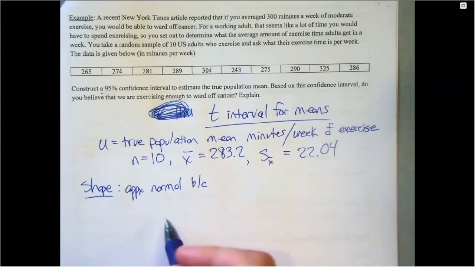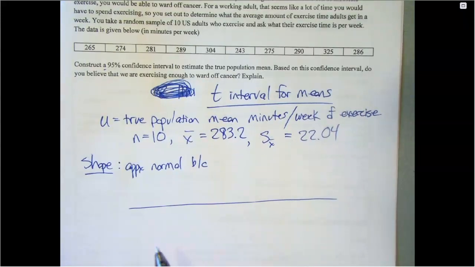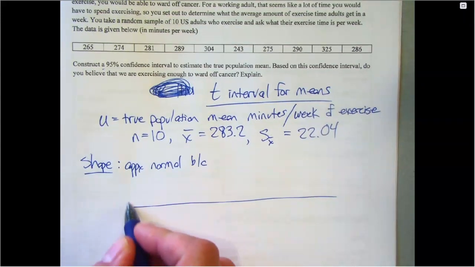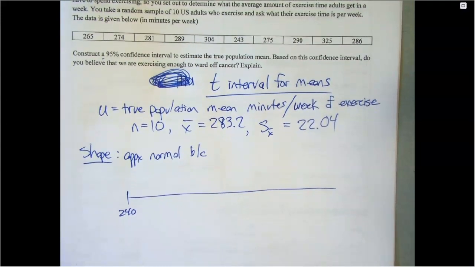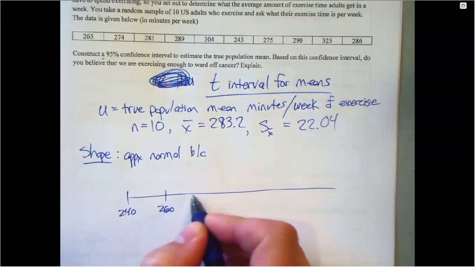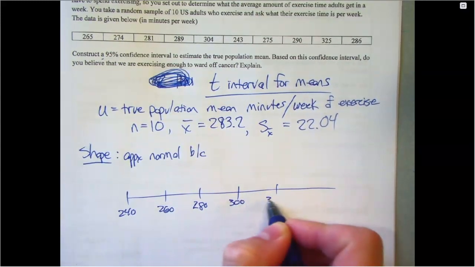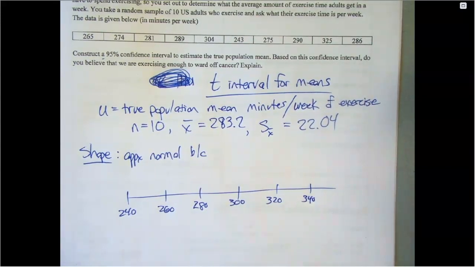So what you've got to do is sketch, this is not a super detailed graph, a dot plot. So my lowest number is 243. My biggest one's like 325. So I'm going to go by like 20s. 260. Do not overly detail this graph. And then just make a dot plot.